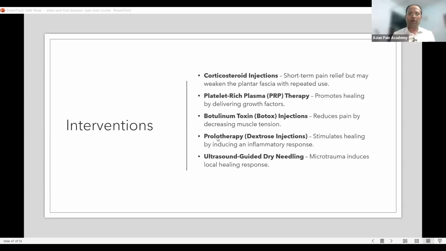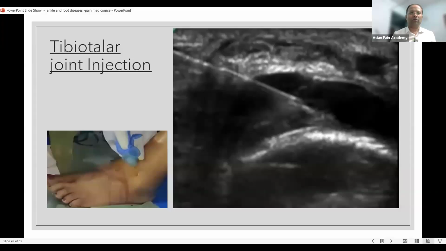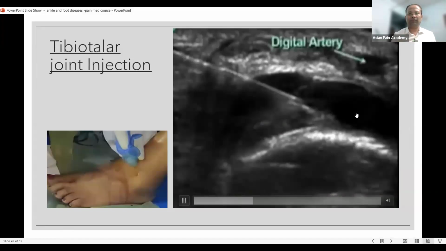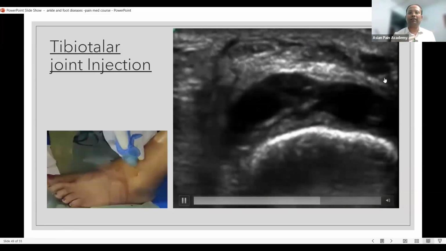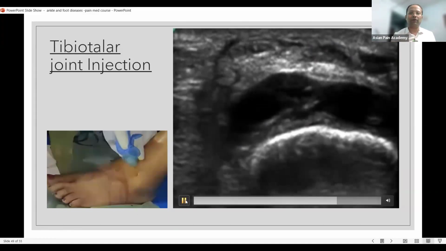Okay, some interventions I show. So this is the tibiotalar joint injection. During tibiotalar joint injection, you have to see that you should not puncture the artery above. Here there is an artery. You should not puncture that above. That is, as I told you, the anterior tibial artery.